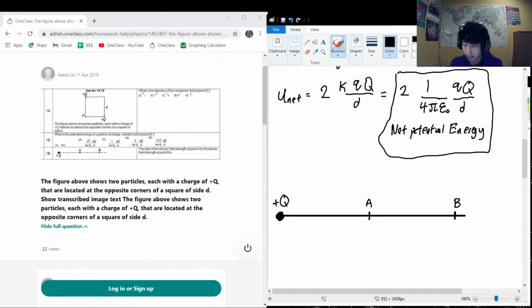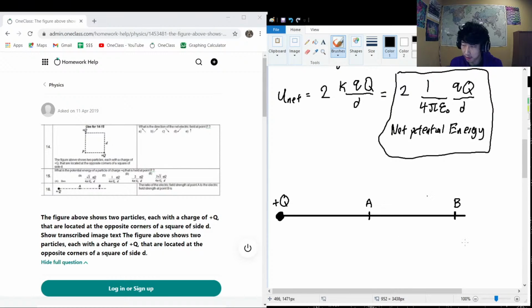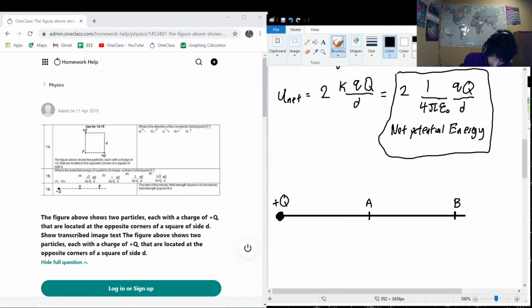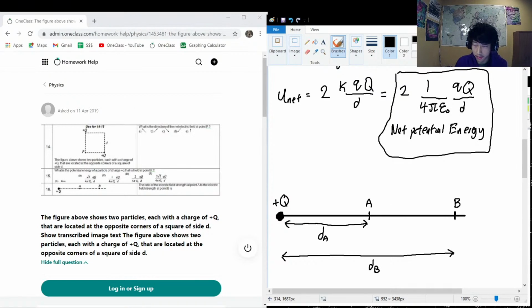Okay, so actually maybe it's not great to make the assumption that it's perfectly halfway. We can give them different distance values, and then we can just have our ratio dependent on what their distance values are. Let's call this distance between Q and A dA, and the distance between Q and B, dB. Nice, reasonable names.